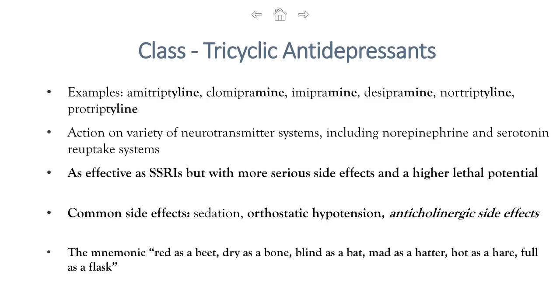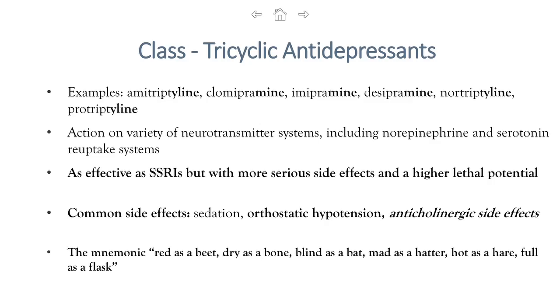The next class of antidepressants are tricyclic antidepressants. Examples of these are your -triptylines and -pramines. So amitriptyline and clomipramine are some of the common ones. Actions on a variety of neurotransmitter systems, including norepinephrine and serotonin reuptake. They're as effective as SSRIs, but they have more serious side effects, so they're not really used as often. They have a higher lethal potential.